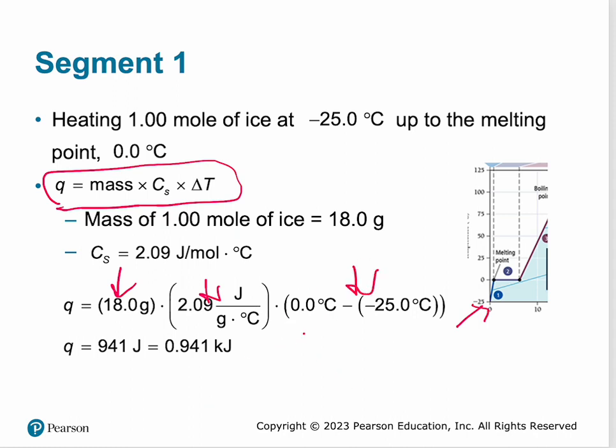So we went from 0 degrees to 25 degrees, which is room temperature. So we get about 0.941 kilojoules. So we need that much energy to melt the ice, basically, right? Now remember, the first one is joule. Now we can divide this by 1,000 to get kilojoules.